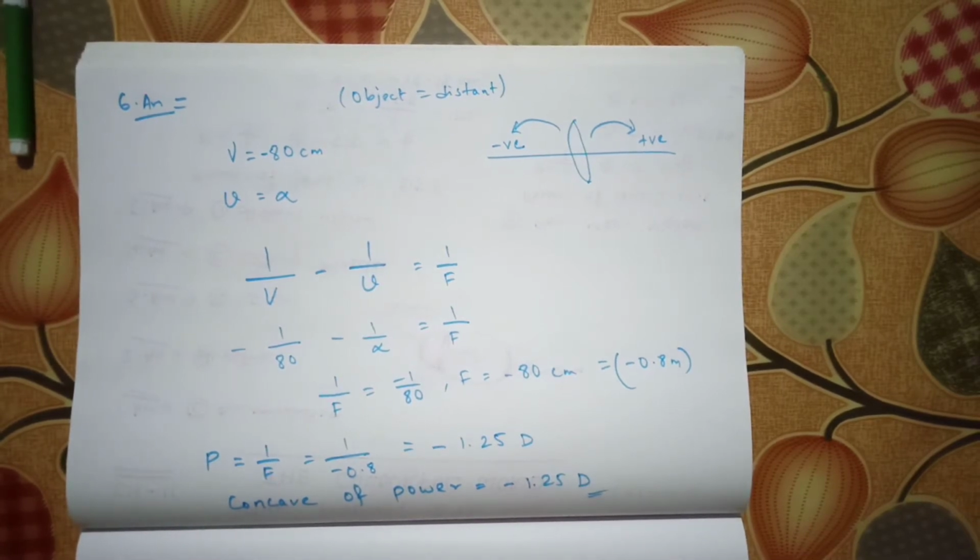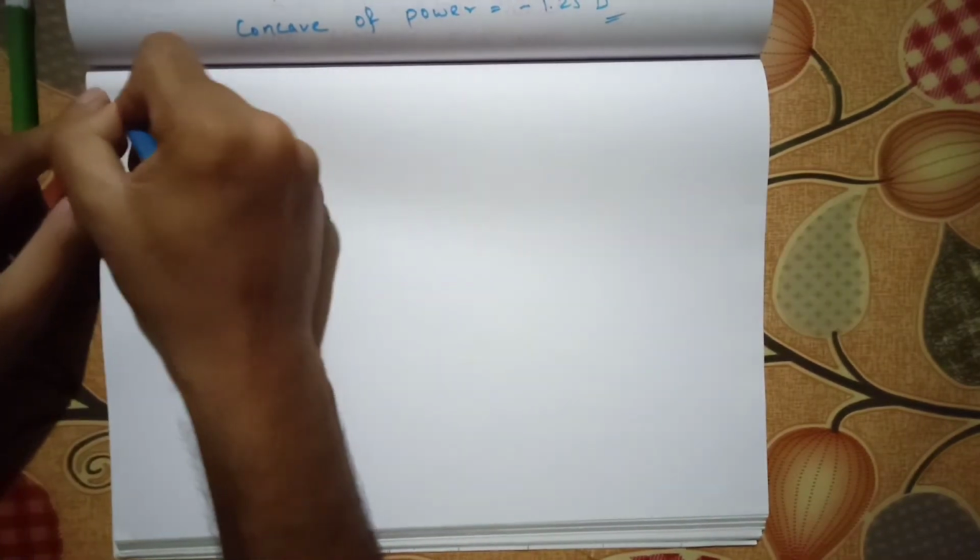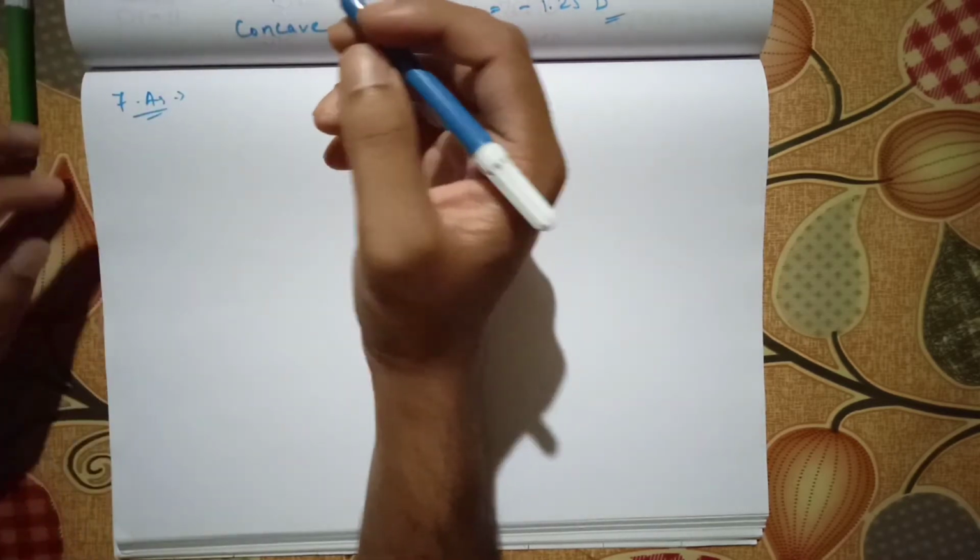Now moving on to the next question, which is number 7. Here it is asked to make a diagram to show how hypermetropia is corrected. The near point of a hypermetropic eye is 1 meter. What is the power of the lens required to correct this defect? Assume that the near point of the normal eye is 25 centimeter.